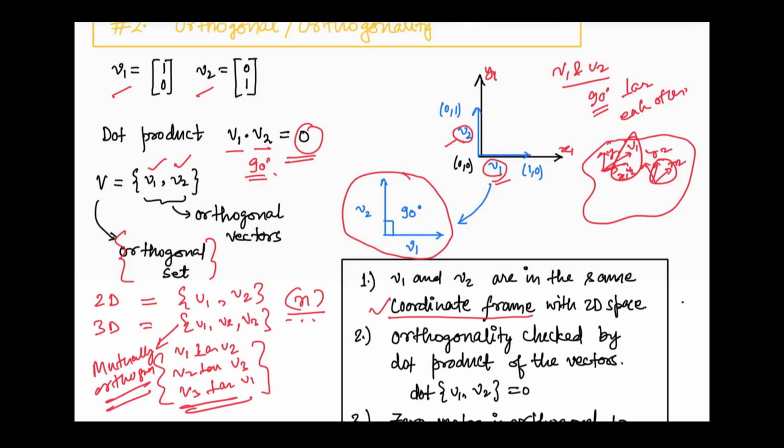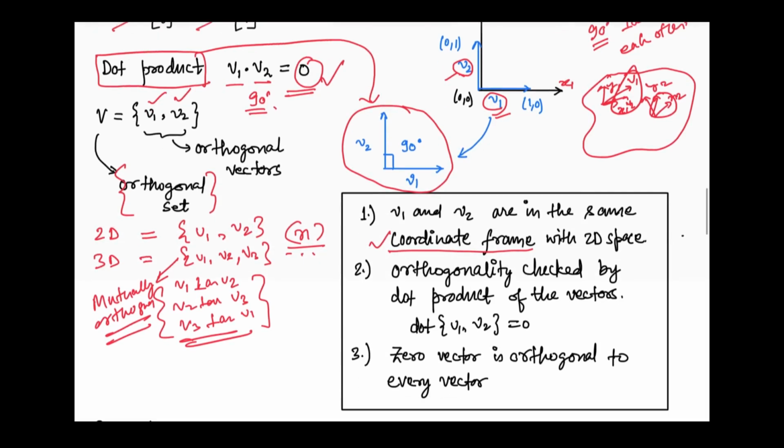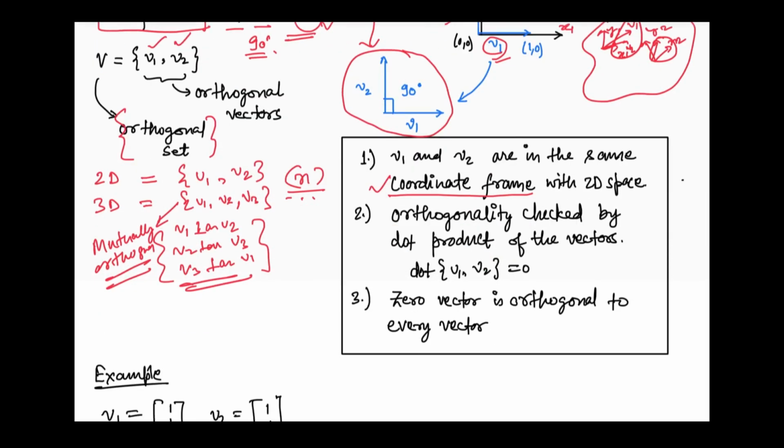For that, we will use the dot product. We will use the dot product of the vectors, and if we get 0, then the vectors are orthogonal to each other. So the conditions that we should keep in mind are that both the vectors v1 and v2 should be in the same coordinate frame, and we check the orthogonality by finding the dot product of the vectors.